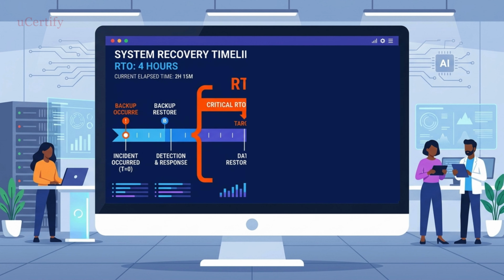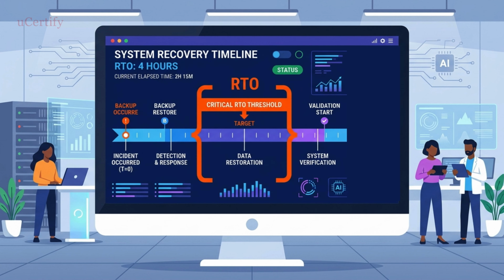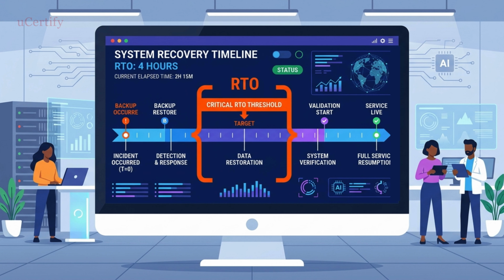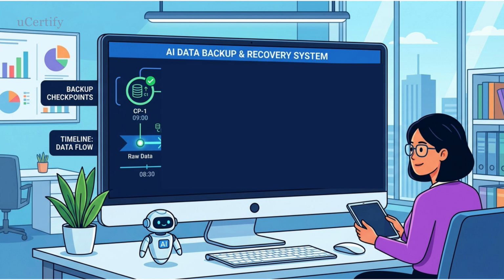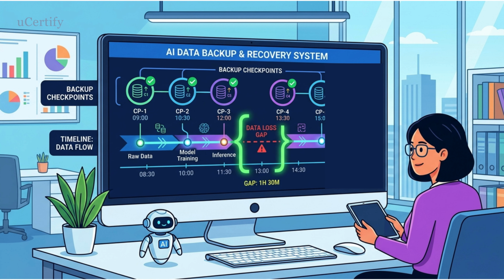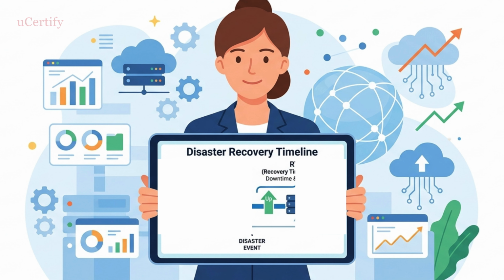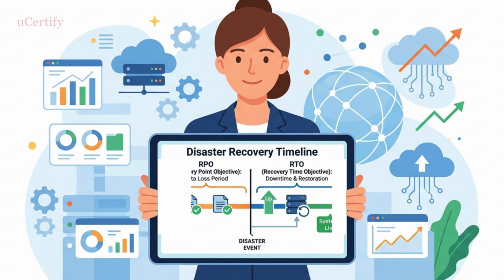Recovery time objective defines the absolute maximum duration your systems can remain offline before the business impact becomes unacceptable. Recovery point objective establishes the maximum amount of data you are willing to lose during a system failure. Mapping both RTO and RPO on a single timeline reveals the exact window of your system's exposure during an incident.